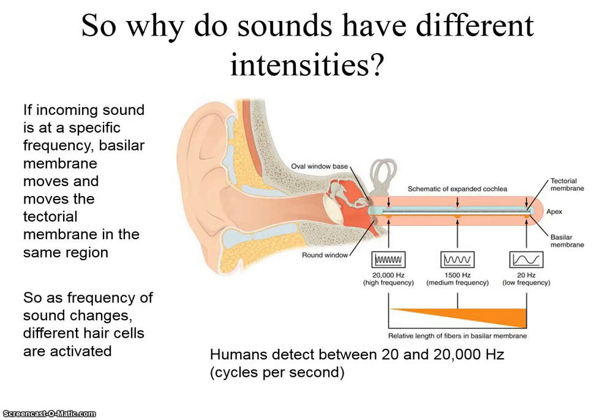So why do sounds have different intensities, right? If this incoming sound is at a specific frequency, as we talked about in hertz, the basilar membrane moves and moves the tectorial membrane in the same region. So as the frequency of sound changes, different hair cells are activated. We can't detect anything below 20 or above 20,000, and that's, again, the frequency of the vibrations. And we're going to decode that in the brain, specifically in the temporal region of the cerebral cortex, which is our primary auditory cortex. We're going to be able to decode these vibrations that have been converted to action potentials.